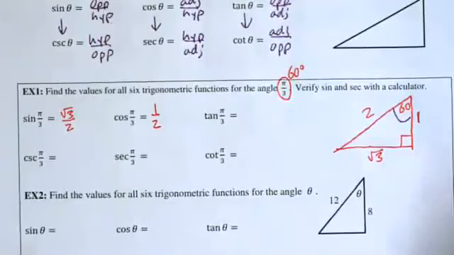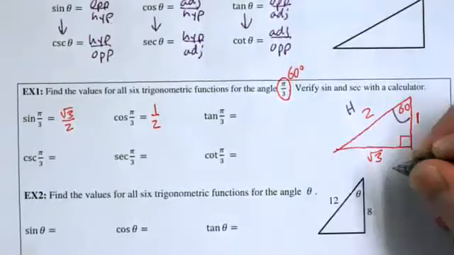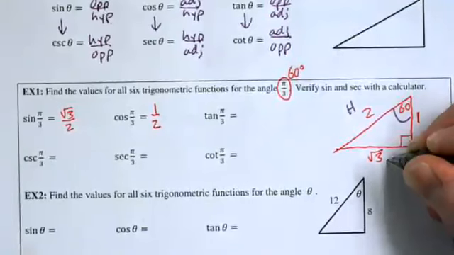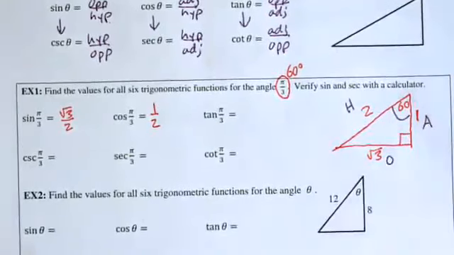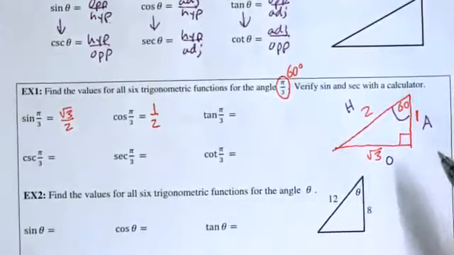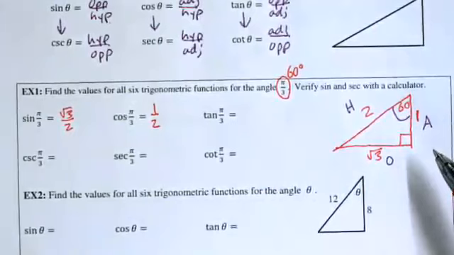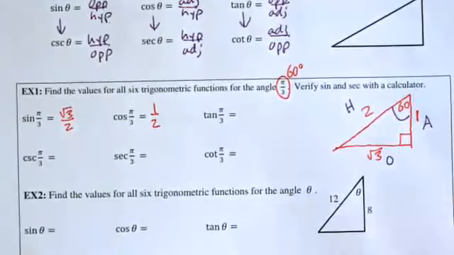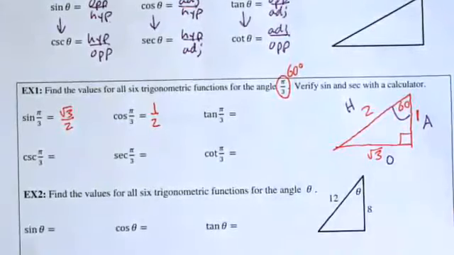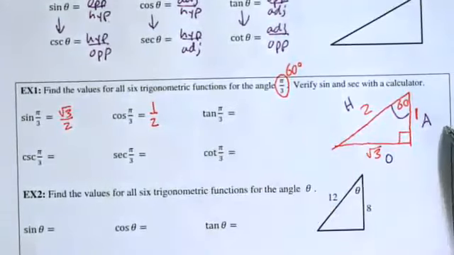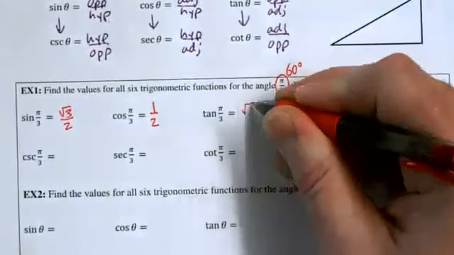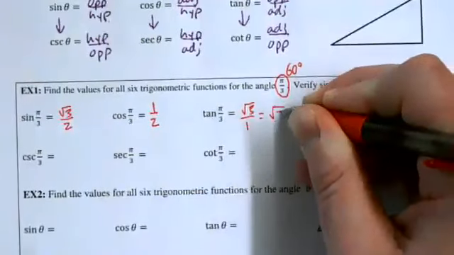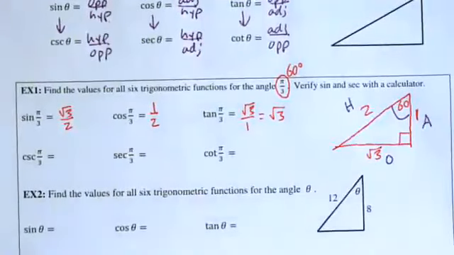opposite over adjacent, would be root 3 over 1. And again, I probably should have labeled my sides. For those of us who are still kind of on wobbly legs with this whole right triangle trig thing, make sure you label your sides. Until you're feeling really confident with it, label your sides. If you're there already and you don't need to do it, that's great. All right, tangent is opposite over adjacent. That's root 3 over 1, or just plain old root 3. Cool.